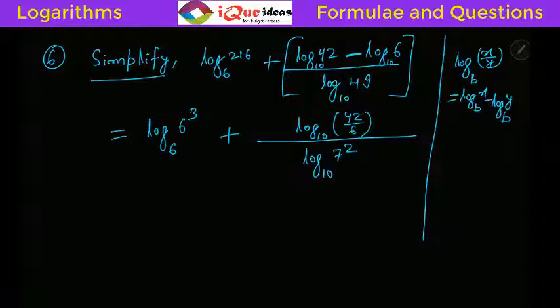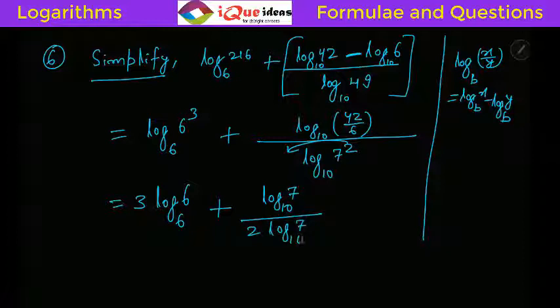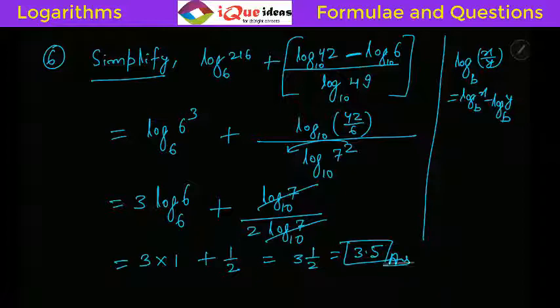Now here this 3 comes out, so we have 3 log 6 to the base 6 plus 42 by 6 is 7, so we have log 7 to the base 10 divided by, here this power 2 comes outside, so it becomes 2 log 7 to the base 10. Now here log 6 to the base 6 becomes 1, so 3 into 1. Log 7 to the base 10, log 7 to the base 10 are cancelled, so 1 by 2. So the answer is 3 and 1 by 2 or 3.5. Right? So this is the answer of this question.